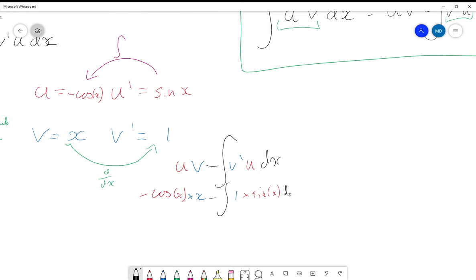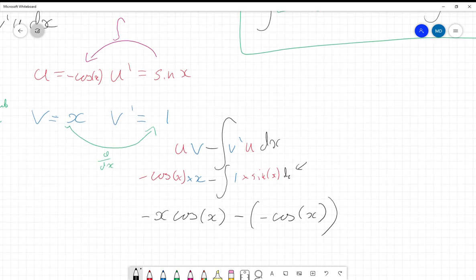So simplifying the first term, we get minus x cosine x. And then this here is just another integral. We just need to evaluate that now. We're integrating sine, and sine goes to minus cosine. So we're subtracting minus cosine of x.